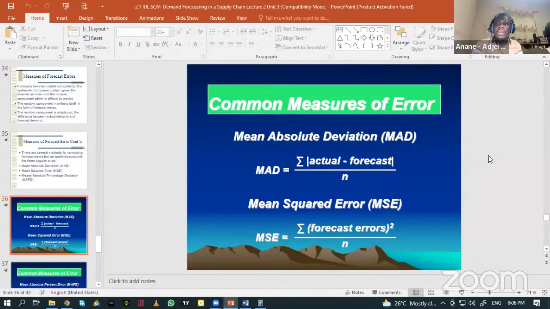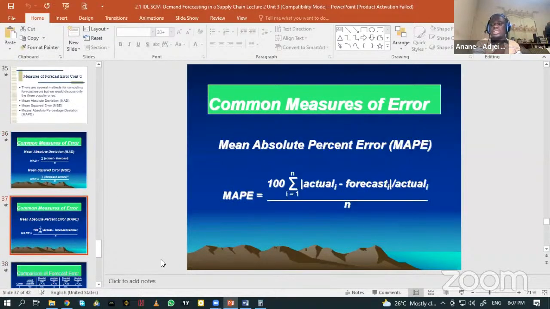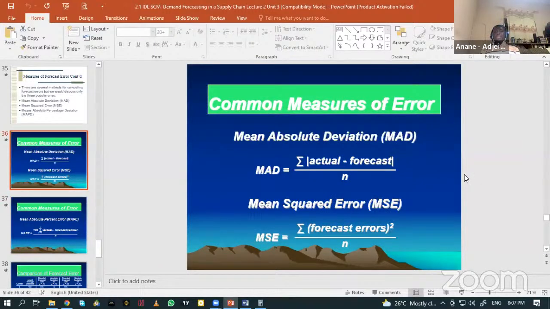The first one we call the mean absolute deviation. The second one is called the mean square error. And the third one we call the mean absolute percent error. So let's take them one by one. The mean absolute deviation.